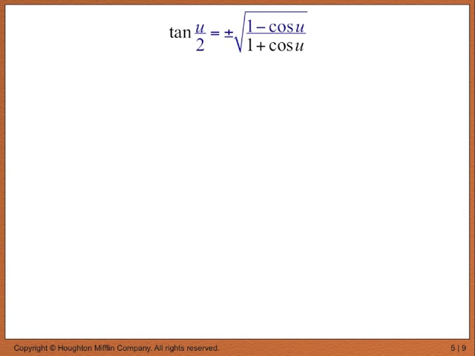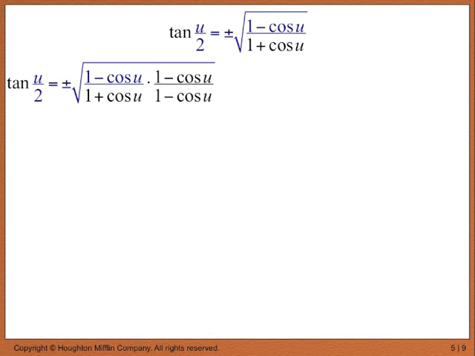Okay, so this is what we ended up with on the bottom right-hand portion of the last screen. Tan u over 2 equals plus or minus square root of (1 minus cosine u) over (1 plus cosine u). There are two things we can do with this now. I'm going to do part of it on the left and part of it on the right. First on the left: tan u over 2 equals plus or minus the square root of (1 minus cosine u) over (1 plus cosine u) times (1 minus cosine u) over (1 minus cosine u).